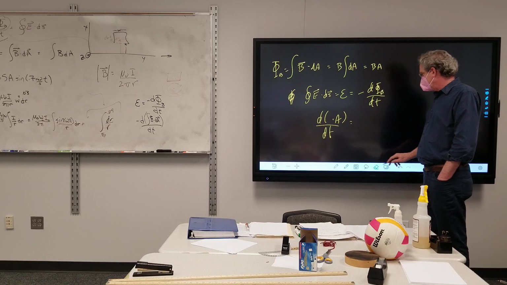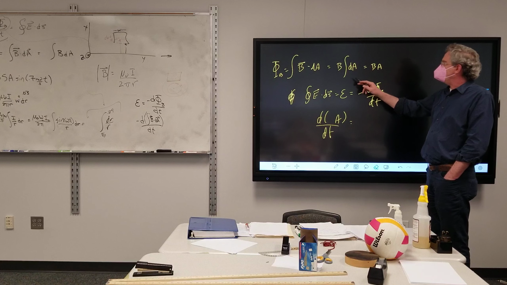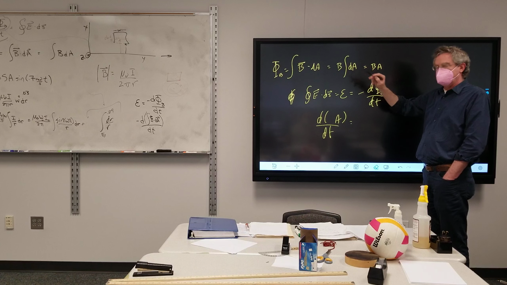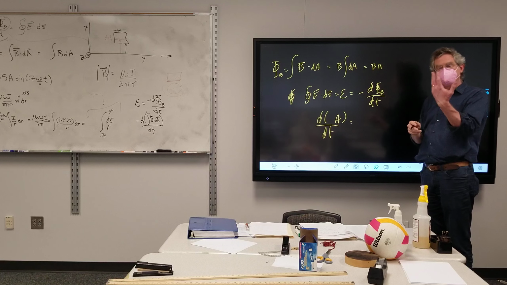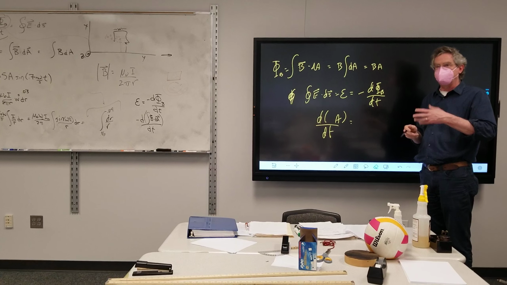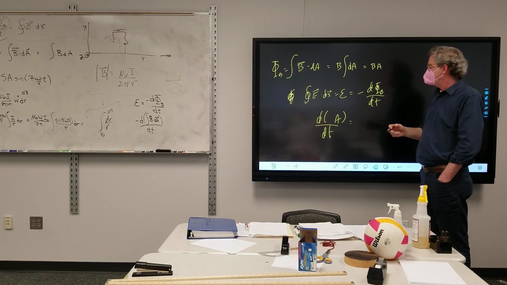Sorry, is it BA because the field is constant? It's BA, well, one, because the field is constant, and two, I made the area vector, which has to be perpendicular to the surface, the same direction as the magnetic field. Okay.